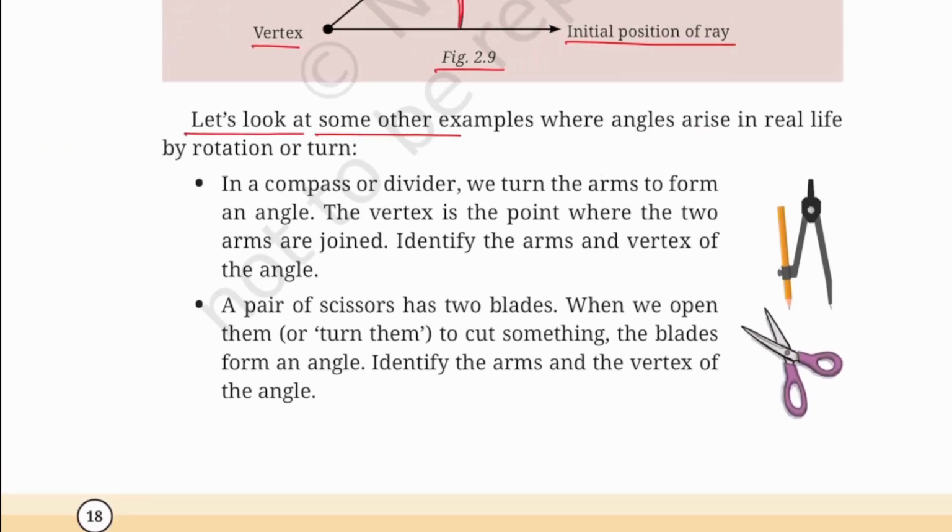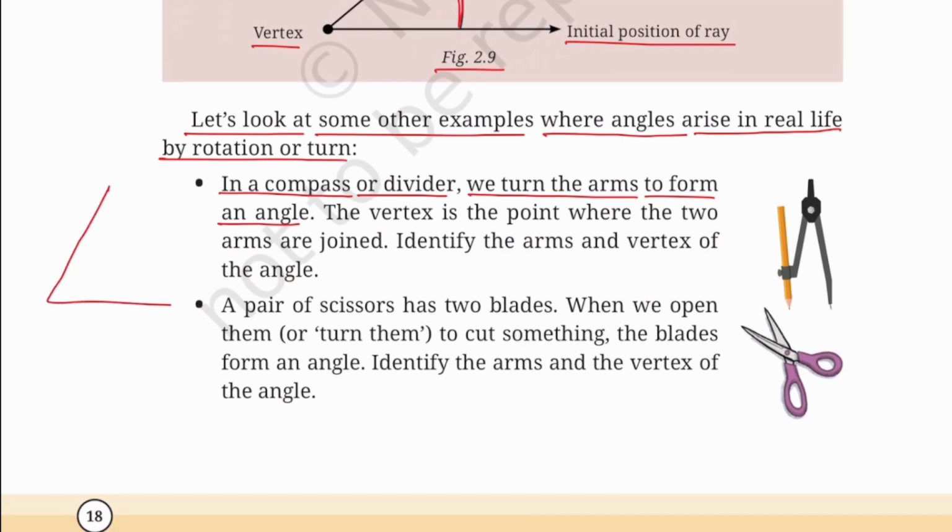Let's look at some other examples where angles arise in real life by rotation or turn. In a compass or divider, we turn the arms to form an angle. If you take an angle like this, then you have to fix this point of the compass or divider here to make an angle like this. The vertex is the point where the two arms are joined. Identify the arms and vertex of the angle. These two are arms of the angle and this is the vertex of the angle.